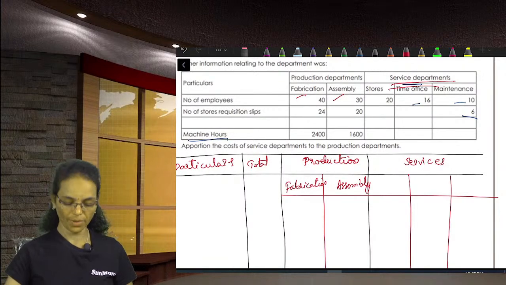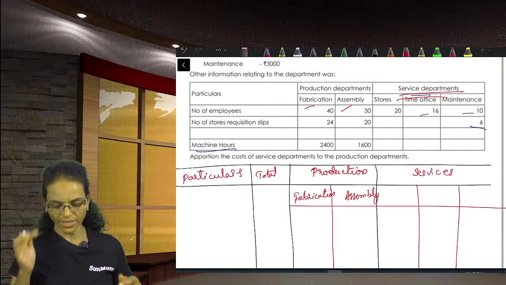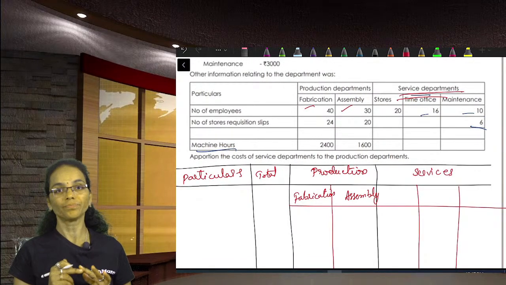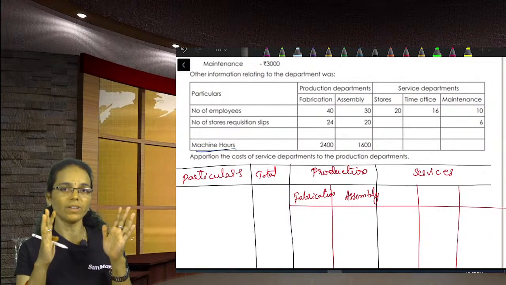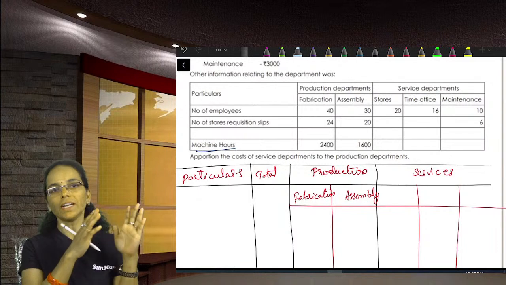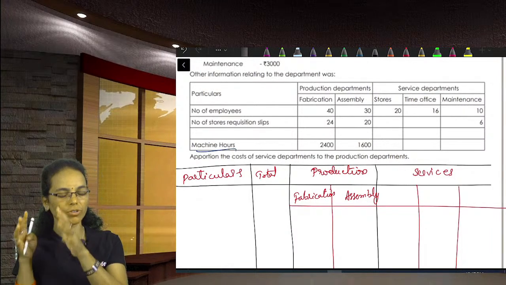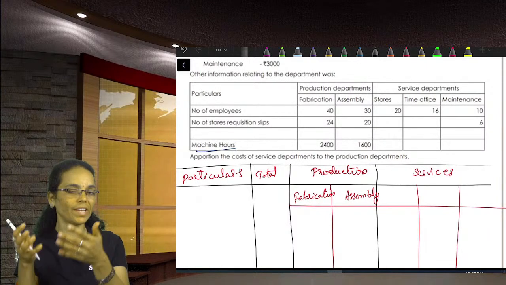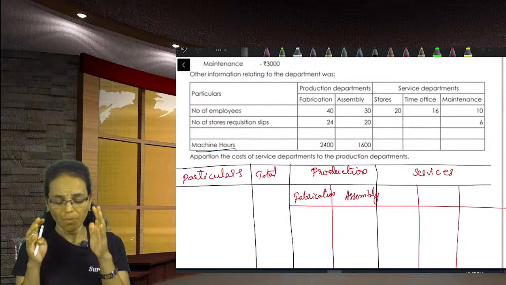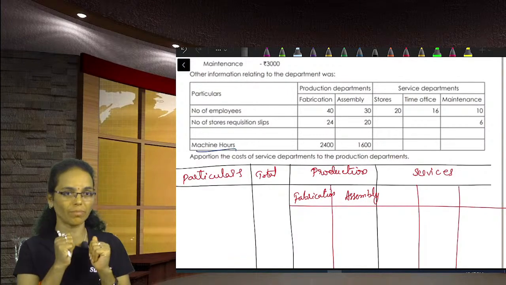Stores, office and maintenance. Here we need to understand one thing first. The previous question was straightforward. We allocated the expenditure directly to all the departments. Service department and production department depends upon the number of employees, or the area occupancy, or the hours. But here we are allocating service department expenditure to production departments.